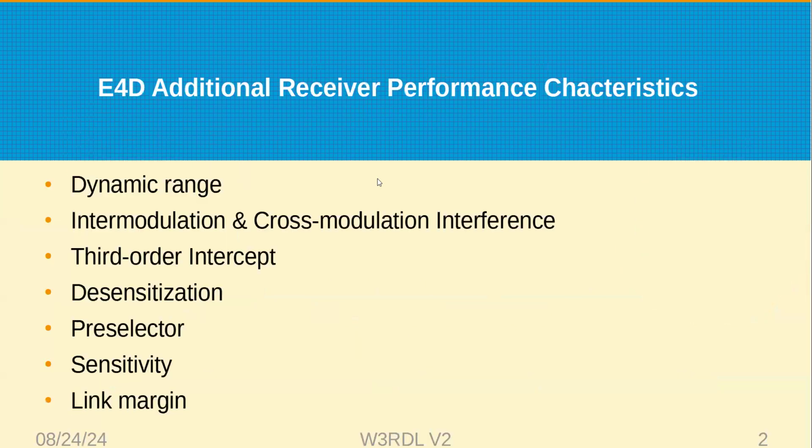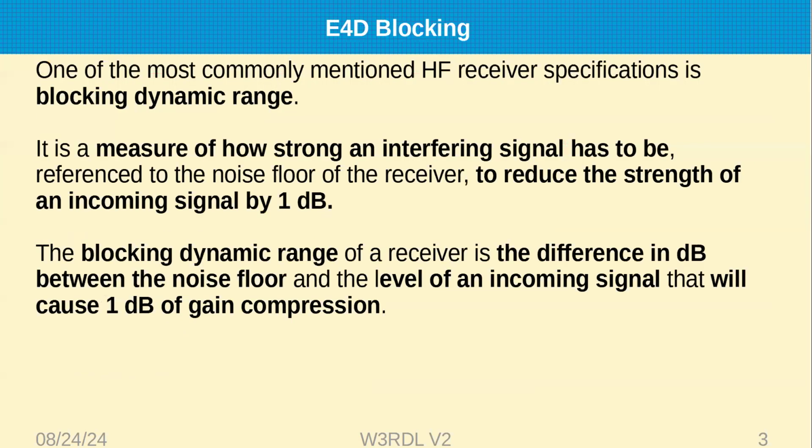Okay. More receiver stuff. A little bit about dynamic range, intermods, third order intercept, which you have to think about a little bit, but it's actually not that complicated. I can't say that. Pre-selection, sensitivity, and link margin. In link margin, it's math. You have to add and subtract.